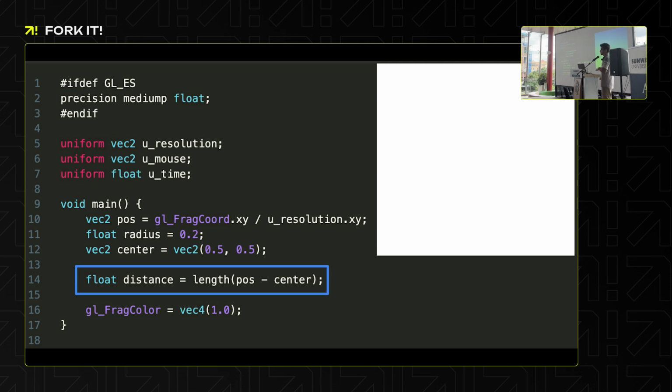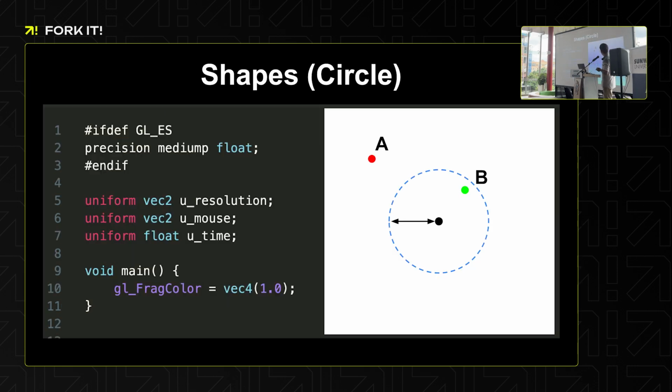Then we need to calculate the distance between the current pixel and the center of the circle. So we can do that by subtracting the position by the center, and then we can use the length. We have a predefined function from shader which is called length that can help us to calculate the length of a specific vector. So here we have the length of position minus center, and it's going to return us the distance between the center of the circle and the current pixel. So as we said before, if this distance is lower than the radius, we are inside the circle. If it is bigger, we are outside the circle, and we are not going to draw the circle.